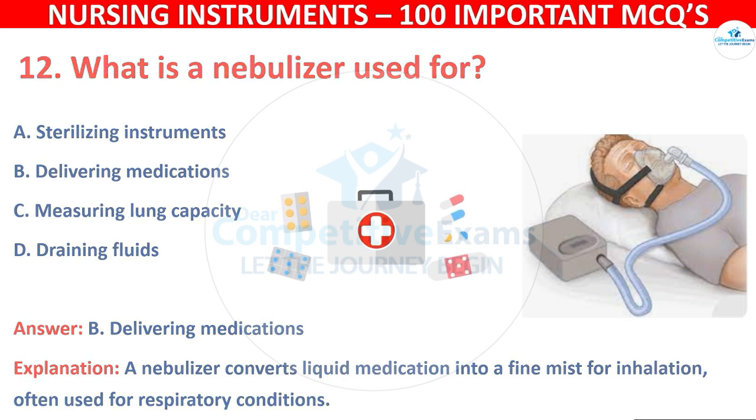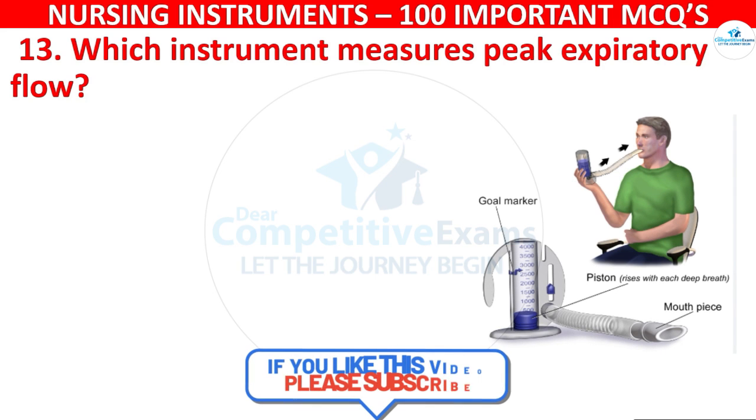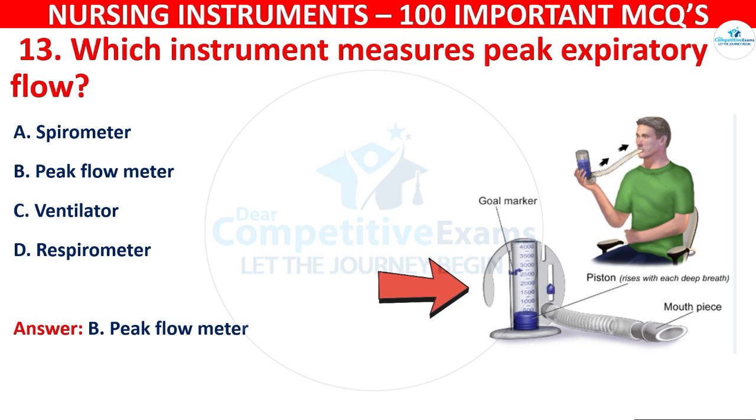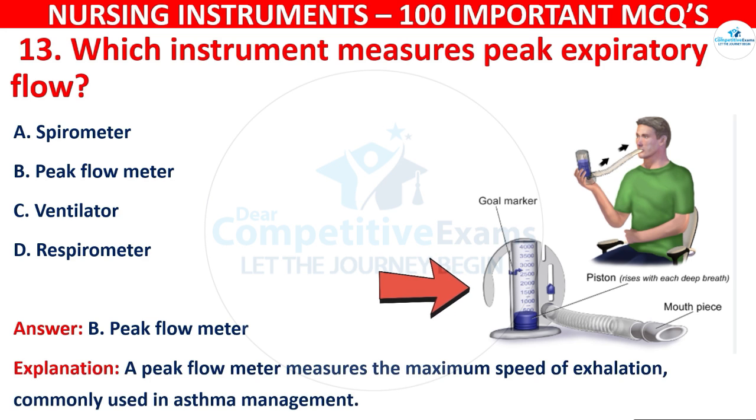Question number 13. Which instrument measures peak expiratory flow? Your options are spirometer, peak flow meter, ventilator, or respirometer. The correct answer is B, that is peak flow meter. A peak flow meter measures the maximum speed of exhalation, commonly used in asthma management.